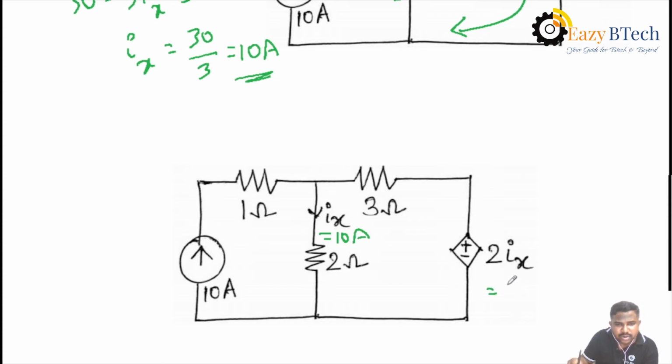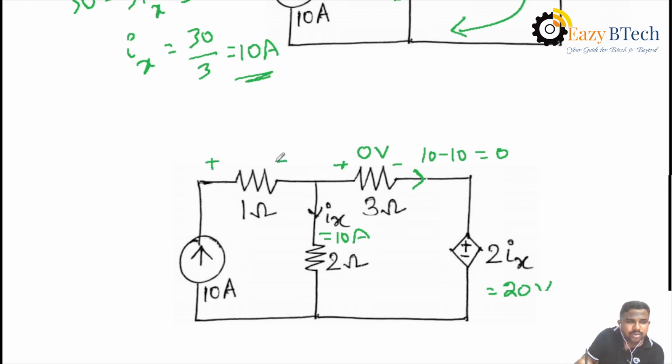Then similarly, what is the voltage source here? That is 2 into 10, that is 20 volts. And what is the current passing through 3 ohms? That is 10 minus Ix, that is 10 minus 10 equal to 0. What do you mean by that? Across 3 ohms, the voltage drop is 0. There is no voltage drop across 3 ohms, because the current passing through 3 ohms is 0. Then for 1 ohm, the passing current is 10 and R is 1, hence the voltage is 10 volts. Similarly, for 2 ohms the passing current is 10 amperes, R value is 2, then the voltage V equals I into R, that is 20 volts.